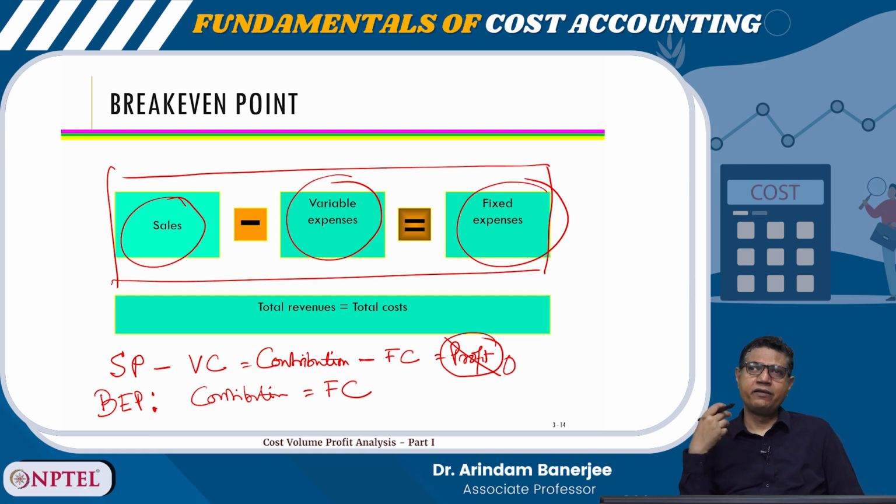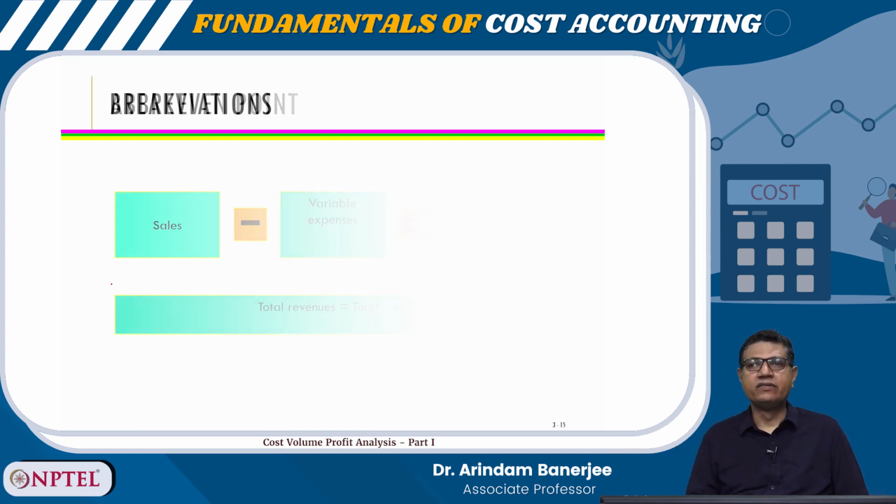So, again I repeat the fundamental equation. The fundamental equation is sales price minus variable cost is equal to contribution, minus fixed cost is equal to profit, right. In case of break-even sales, the profit is 0. So, when the profit is 0, the contribution is equal to the fixed cost. So, I can write sales minus variable cost is equal to fixed cost. So, this is my equation in case of break-even sales.